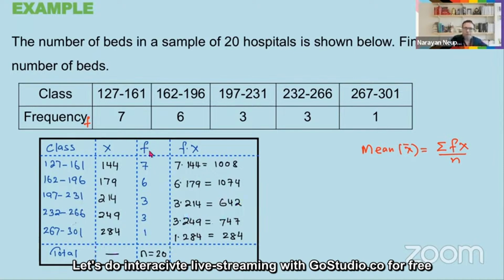So once we have everything set up like this and ready on the table, all we need to do is plug in here and find that mean. So here it is going to be sum of F times X. Now we need to add these numbers: 1008, 1074, 642, 747, and 284. If you add all that, that is equal to 3755. So 3755 divided by 20, and if you do that, you get 187.75.